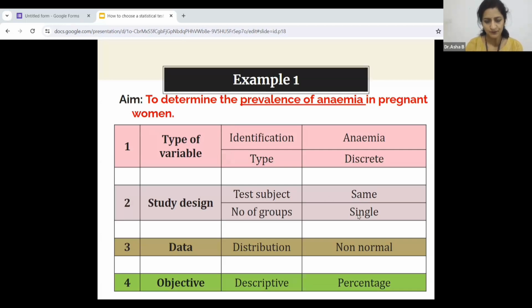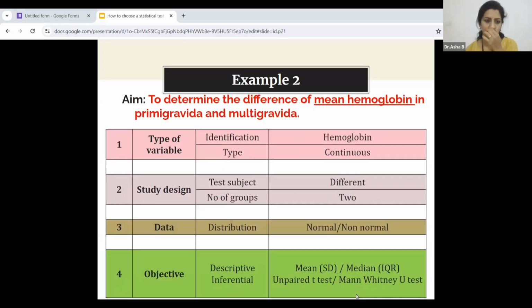Here there's only one group. Since the data is discrete, definitely it is non-normal distribution. And the objective says to determine the prevalence, which is descriptive in nature again. So we have to apply descriptive statistics here. We'll go with one more example.